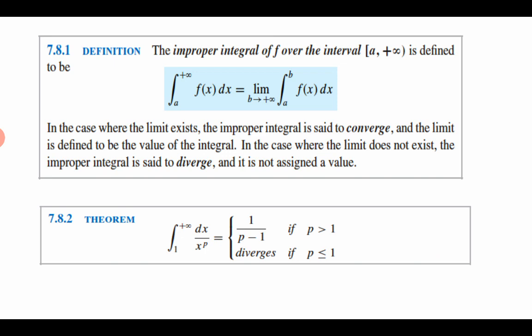We are coming to the theorem and definitions to solve the problems of this chapter. The improper integral of a function f over the interval from a to positive infinity. That's what is given: a to positive infinity. The upper limit is infinity, isn't it? So how to integrate this one?